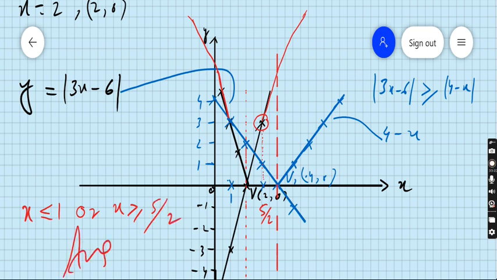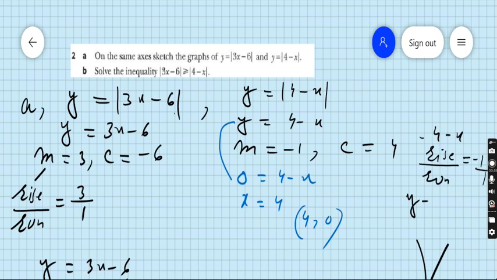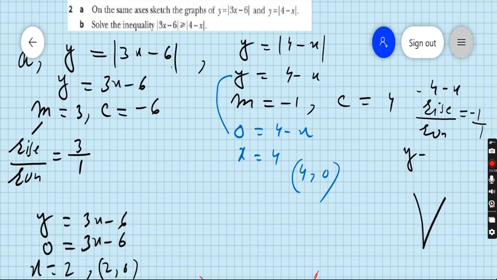This is our answer. So kindly draw this graph by yourself and watch this video again and again in order to completely understand. And if we do the algebraic method, you will see that our answer is x less than or equal to 1 or x is greater than or equal to 5/2. You can check. So student, this is question number 2. Hope you completely understand. Move to question number 3.